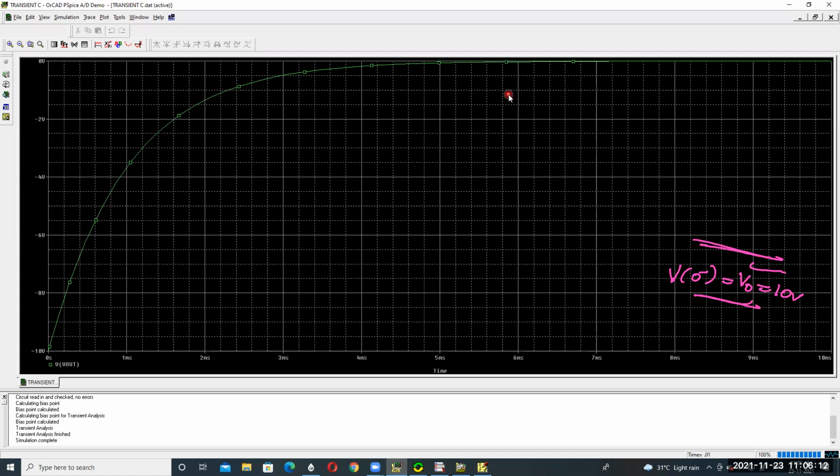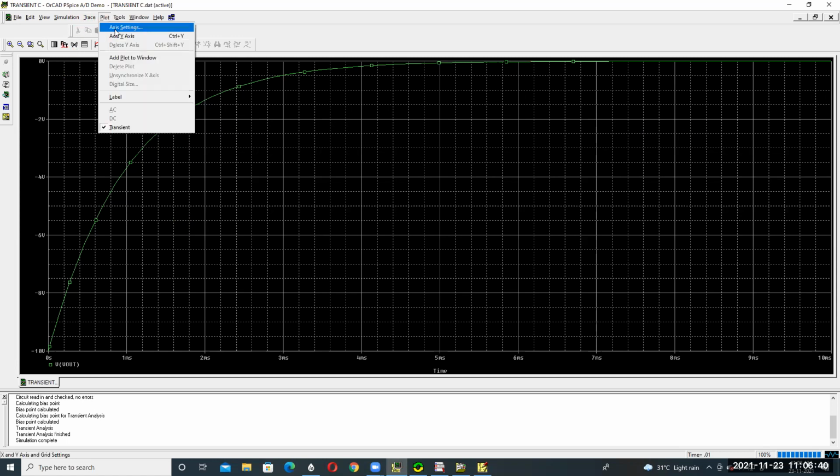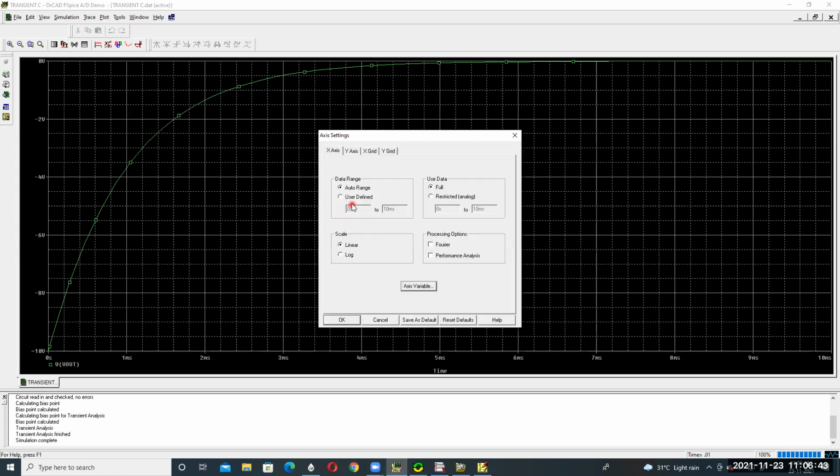Like this we get the response, with the axis showing -8, -6, -4, -2. Here it shows -10, but that just means it's exponentially decreasing. The scale is designed like this. Actually this is exponentially decreasing, but the scale shows -10 volts, -8, -6. By adjusting the scale, trace or plot, axis setting, user defined, adjust here.